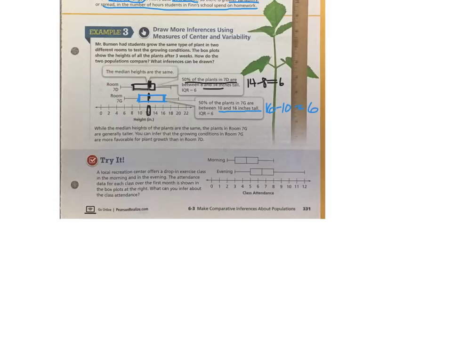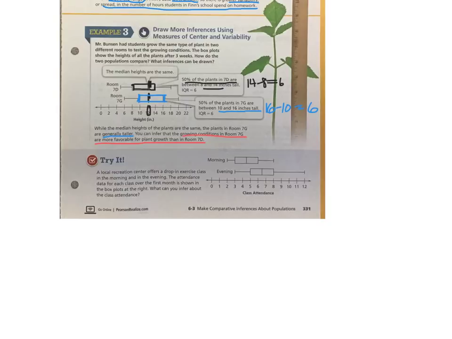While the median heights of the plants are the same, the plants in room 7G are generally taller. How do I know that? We can infer that because look at where the boxes are. The box for room 7G is further to the right than the box for room 7D. So what we can infer here is that the growing conditions in room 7G are more favorable for plant growth than in room 7D because those plants in general were growing taller.